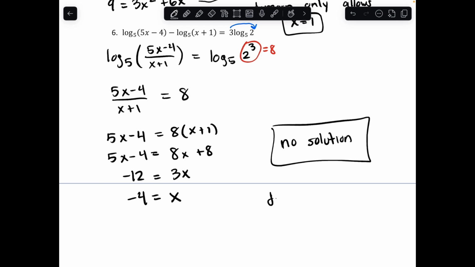And why? It's because our domain doesn't allow x equals negative 4. And so we finished our last problem.